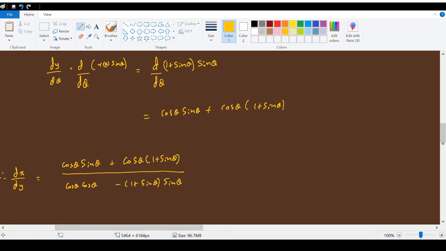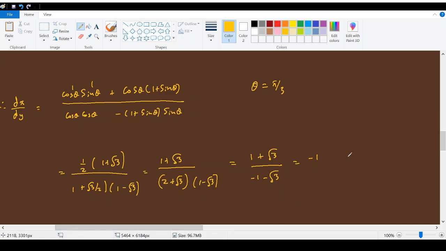Now the question asks to find the slope of the tangent at theta equals pi by 3. So we just have to substitute theta equals pi by 3 in all these places, right? Then, if you do the simplification correctly, you can obtain -1 as the answer.